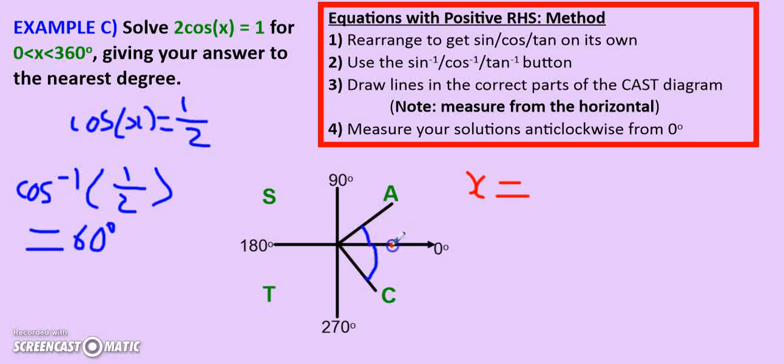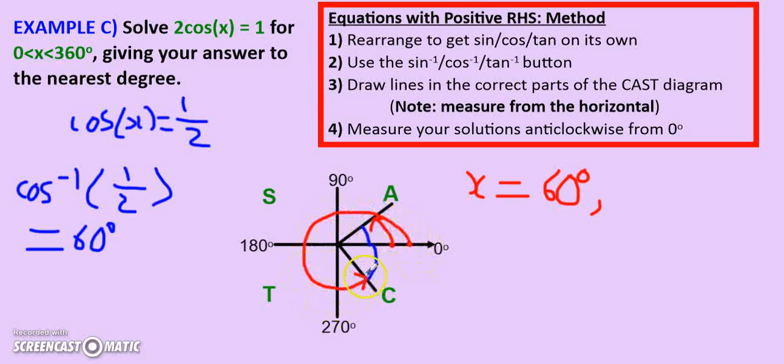So I start my measuring. I start from 0, I go up to that line, and I get the answer that my calculator gave me. So I get that x could be 60 degrees. Then I get my second value by measuring all the way around from 0 anti-clockwise.